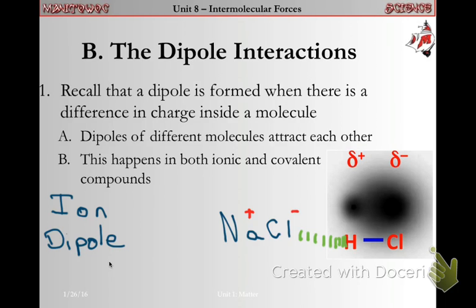So the difference between the two dipole interactions is just whether you're working with two covalent compounds, like we did in the previous example, or you're working with an ionic and a covalent compound like we are here. Okay, ionic and covalent.